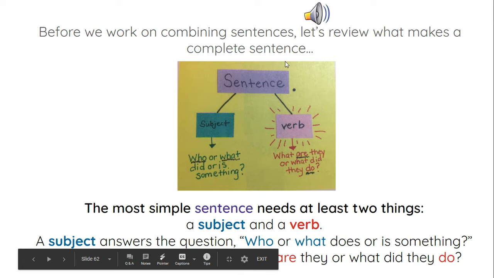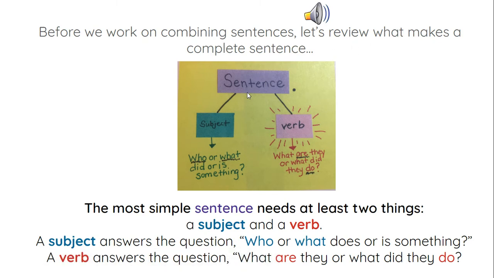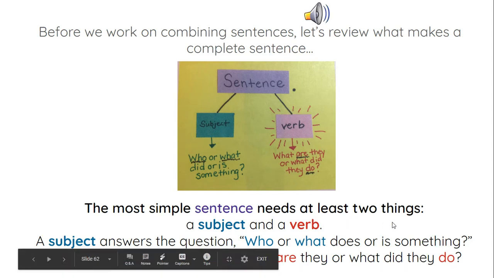Before we work on combining sentences, let's review what makes a complete sentence. So remember, a sentence must have a subject, a who or a what, and then a verb. What are they doing? These are the two things that a sentence must always have. A sentence can be 2 words. Okay, the most simple sentence needs at least 2 things, a subject and a verb.